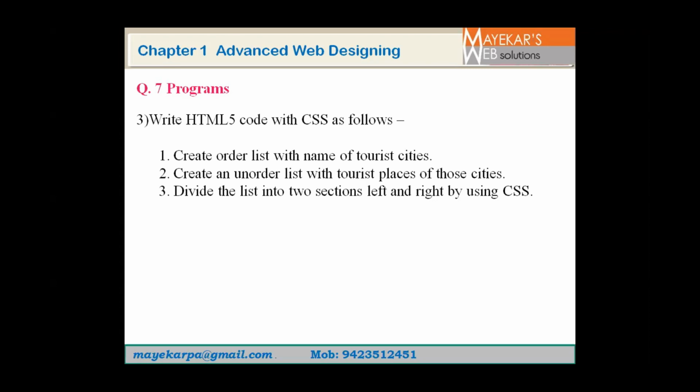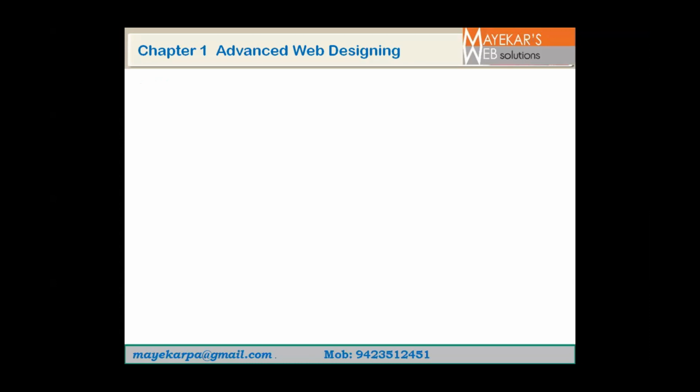Okay, so what we will do, we will create two different sections. In the first section we will create tourist cities, and in a different section we will create the different tourist places of those cities. Okay, and the third specification says that divide the list into two sections, left and right, by using CSS. Okay, so now here we are going to write a program.